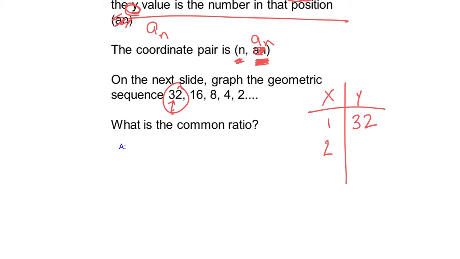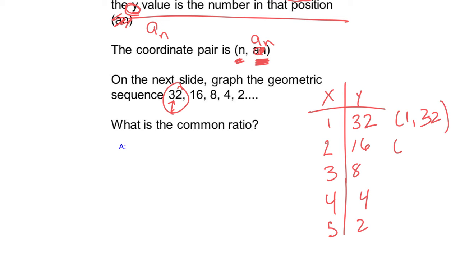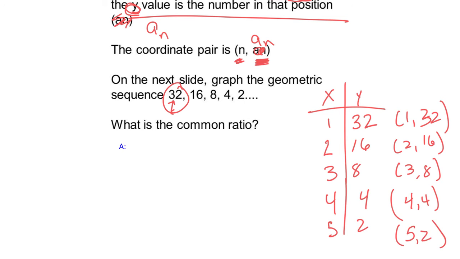My second number is 16. My third number is 8. My fourth number is 4. And my fifth number is 2. So there are your ordered pairs. And now I'm writing them actually as ordered pairs. And you're going to upload a picture of the graph on the next slide.